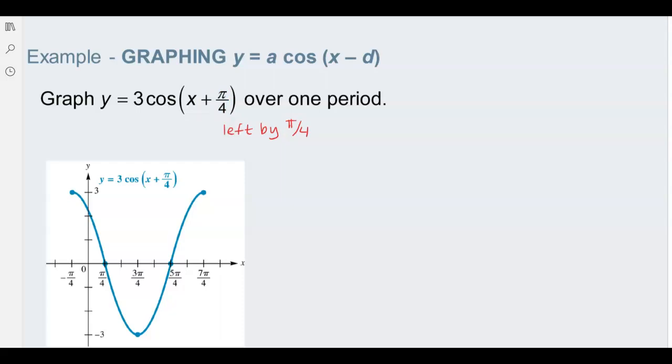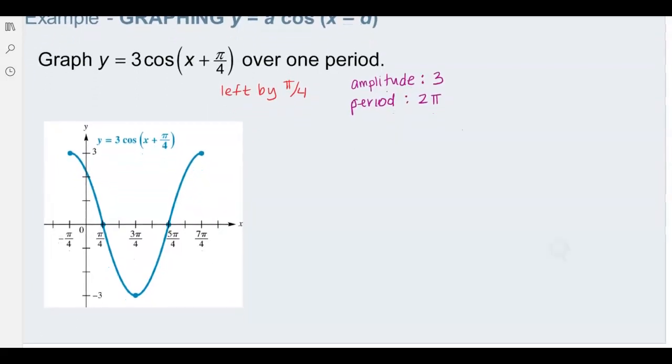The amplitude for this graph is 3. Again, that comes from the number that's multiplied in the front. And the period for this graph is also going to be 2 pi because we don't have a number multiplied in front of the x. So let's think about the x and the y values. Again, normally the x value is going to start at 0 and go to the end of the period.